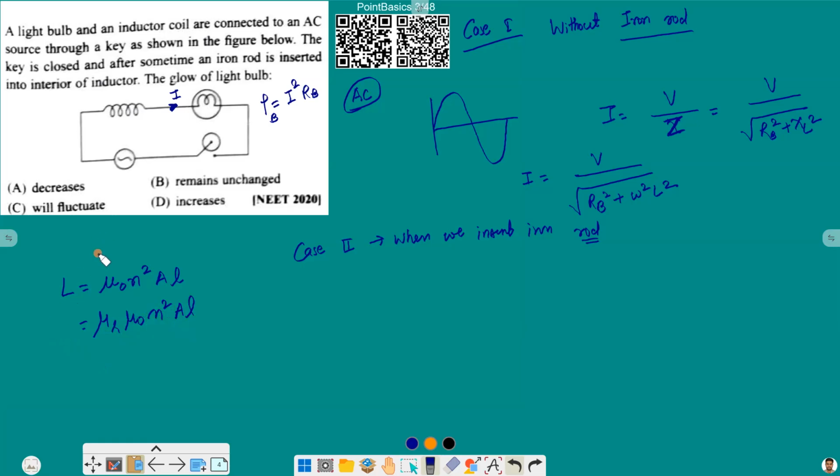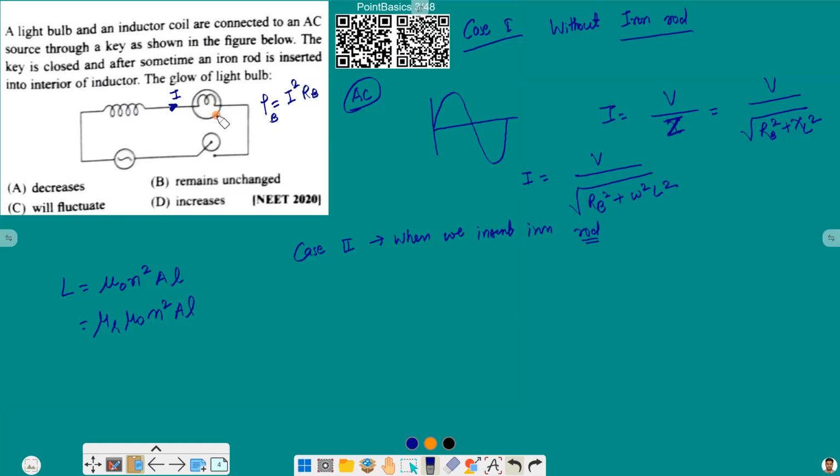means L increases, self inductance of the coil increases. Now if L increases, we can say the total impedance Z increases, and due to that the current will decrease in the circuit. And if current decreases in the circuit, means power consumption across this bulb will decrease, and so its intensity will decrease.